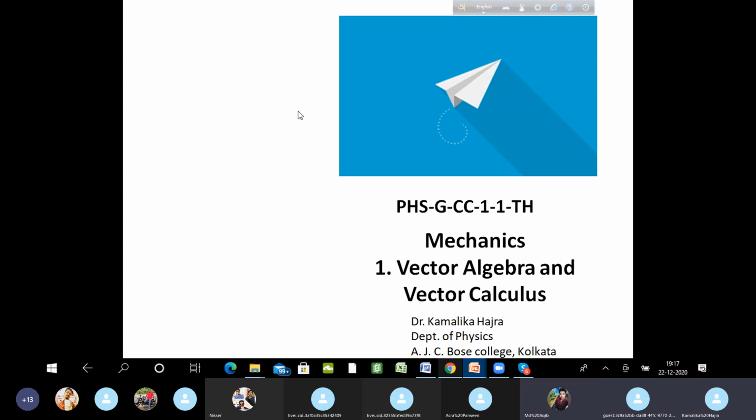Okay, so this is what we are doing. This is the code, Physics General CC1, which is your theory. It contains the mechanics portion, out of which we are going to do vector algebra and vector calculus. This is my name, Dr. Kamulika Hajra from the Department of Physics, AJC Bose College.